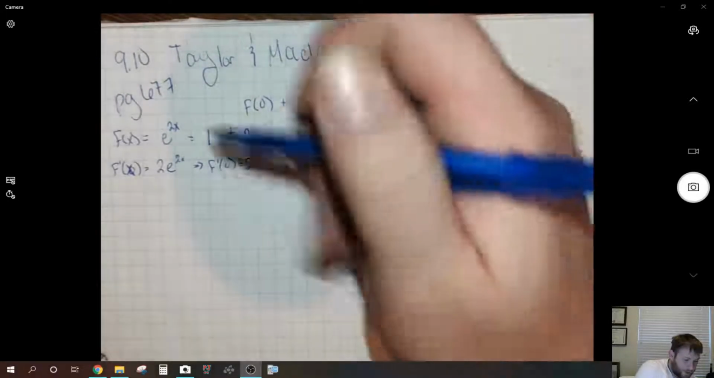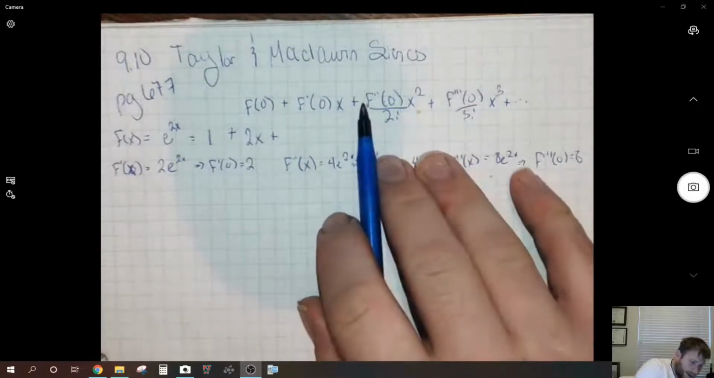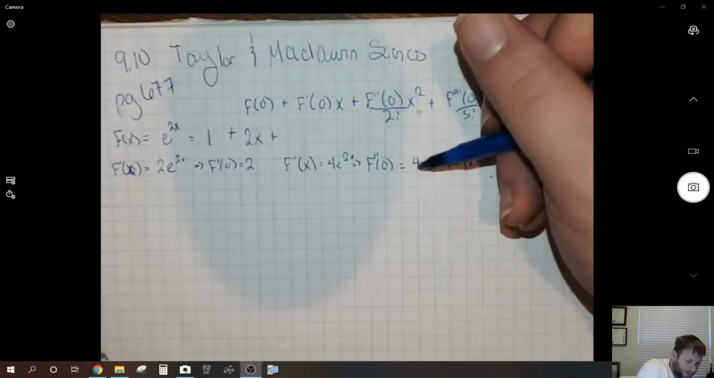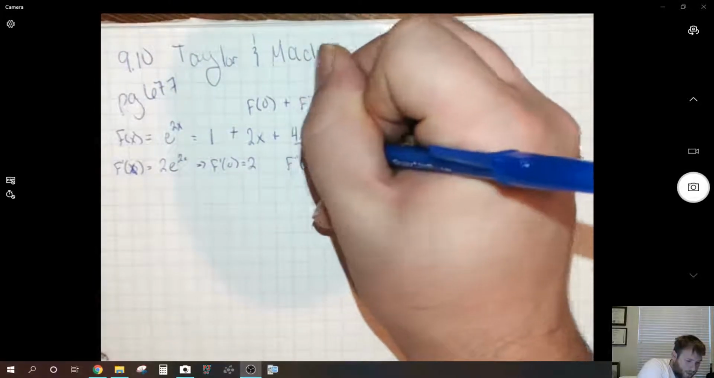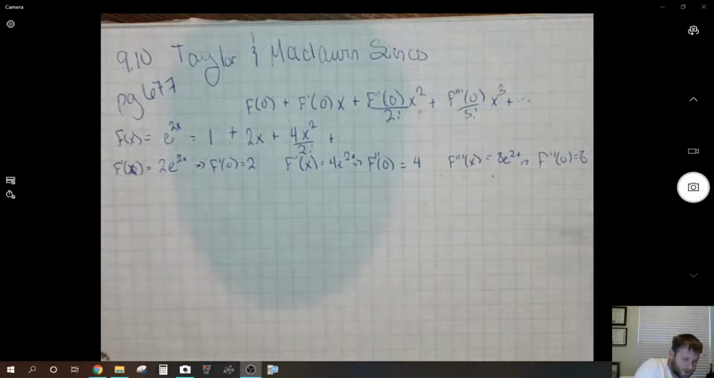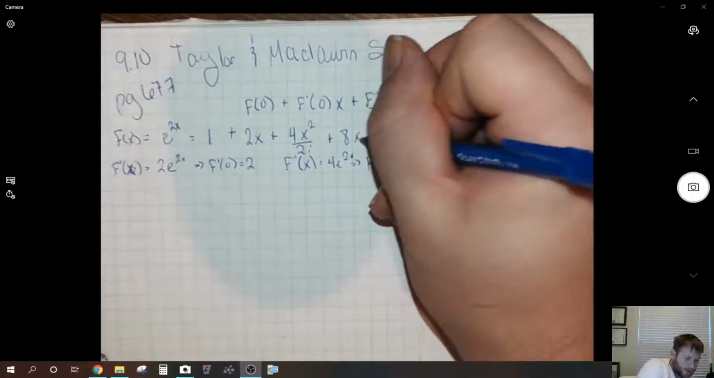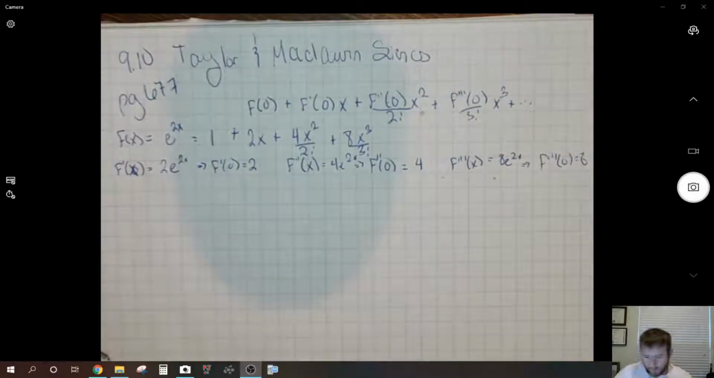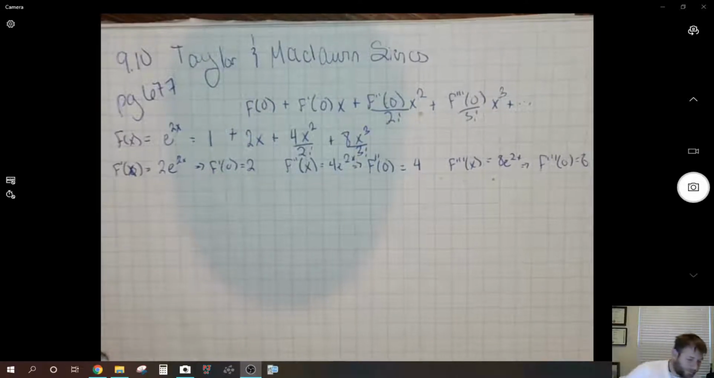So it's going to be 2 times x plus 4 x squared over 2 factorial plus 8 x cubed over 3 factorial. One thing you're going to notice is I'm not reducing these, because technically this 2 factorial and this 4 can reduce to 2, but that's not going to reveal a pattern for me.